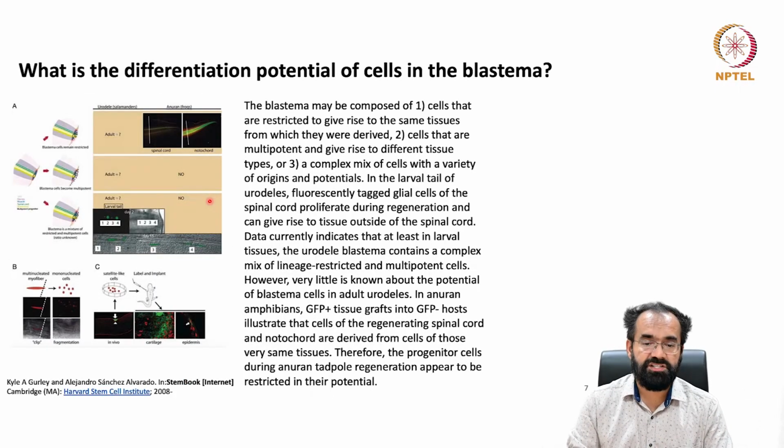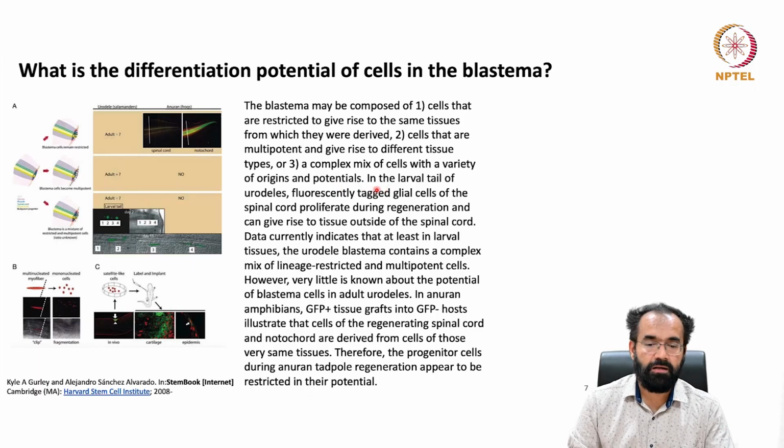What is the differentiation potential of cells present in the blastema? Let us quickly see through this picture. The blastema may be composed of: 1. Cells that are restricted to give rise to the same tissues from which they were derived. 2. The cells that were multipotent and give rise to different tissue types. And 3. A complex mix of cells with a variety of origins and potentials. These are all the possibilities.